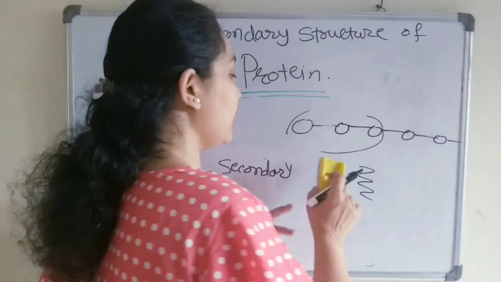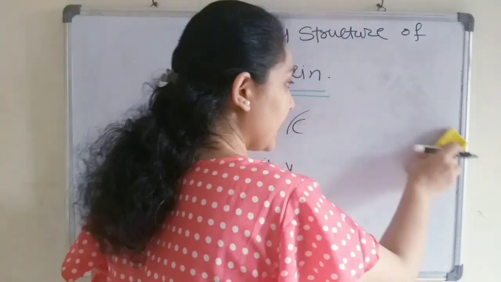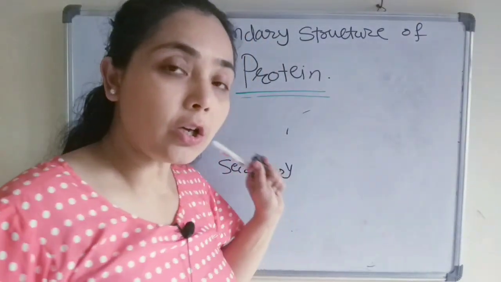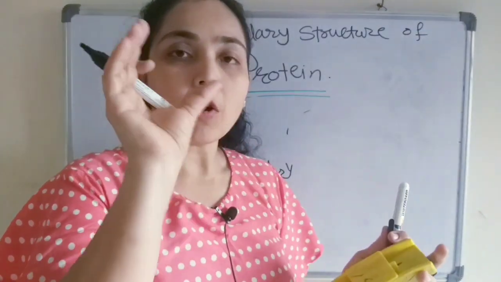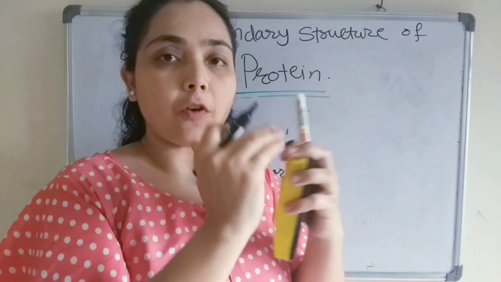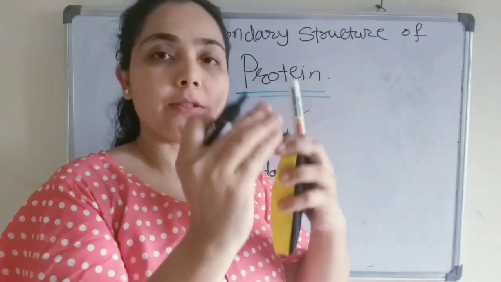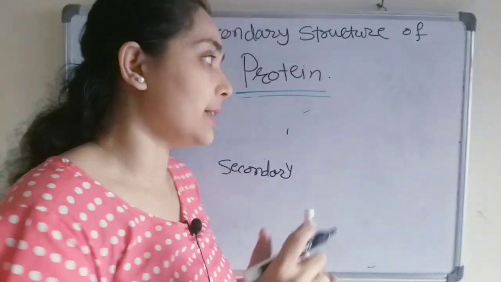There are various examples of the secondary structures. What I am trying to say is that in the secondary structure, the whole polypeptide chain does not undergo modification. Some small or few amino acids repeatedly form a structure, either helical or zigzag, and that will become the secondary structure.